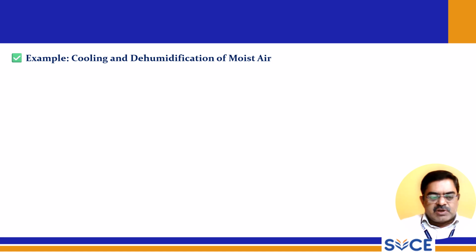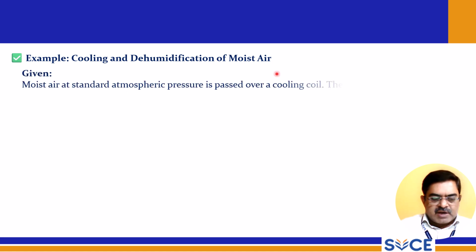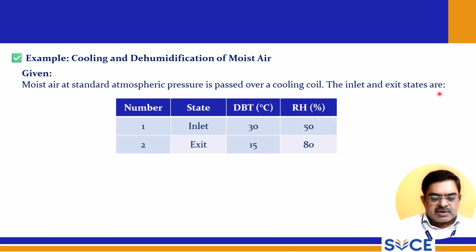So, example: cooling and dehumidification of moist air. The given is moist air at atmospheric pressure passed over a cooling coil. The inlet and exit states are given in this table. So that is the first state, the inlet state.